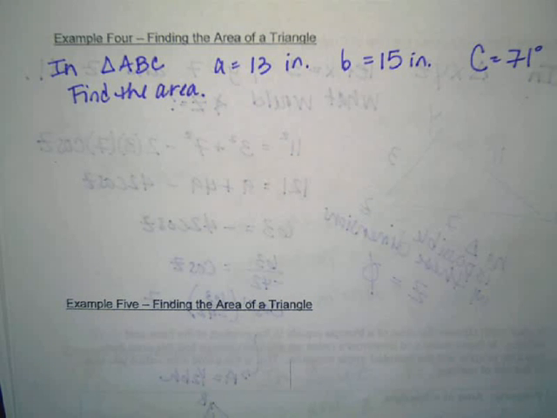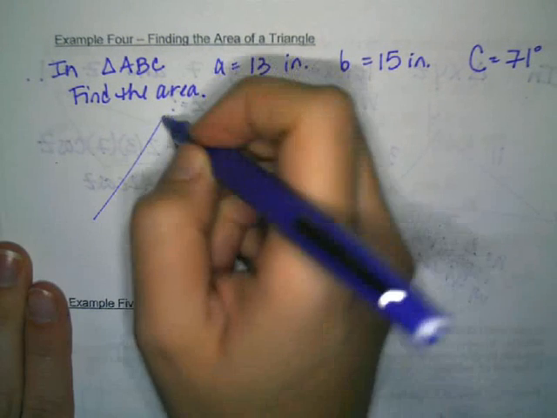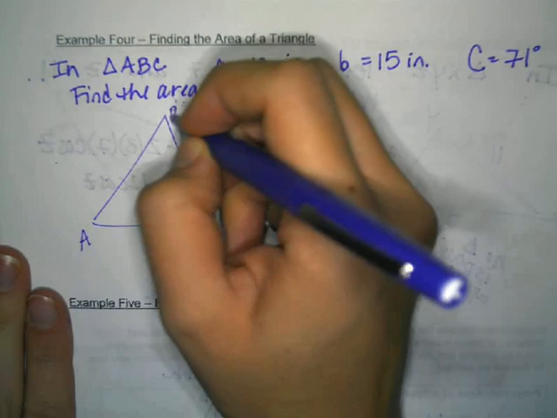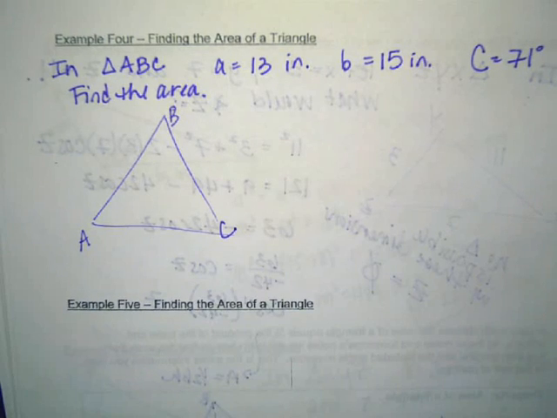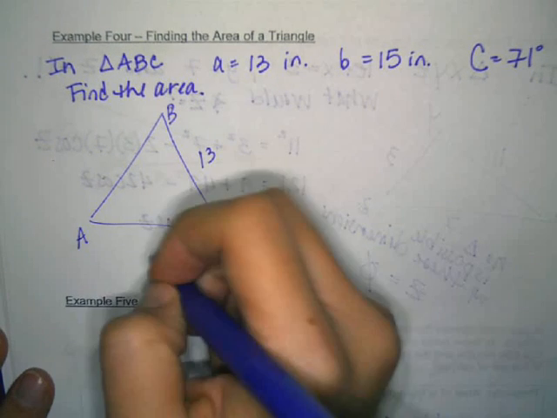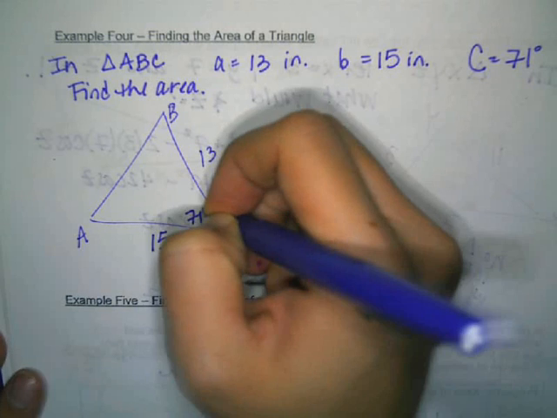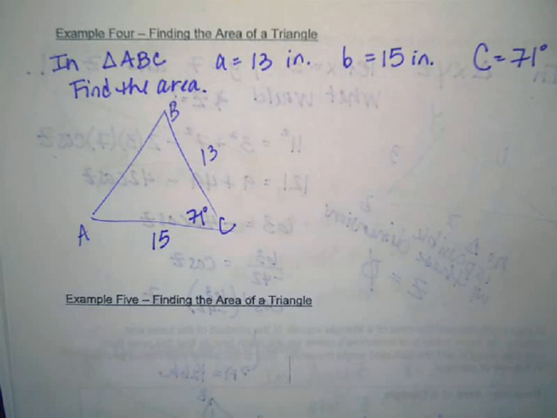Alright. You have triangle ABC. Actually, why don't you, on your own, draw the triangle and label the information. Again, I just always draw the same triangle shape, usually, to just label stuff. So we have 13, 15, 71 degrees. You can use that area formula as long as you have two sides of the triangle and the included angle. Going back to geometry, the included angle is the angle in between the two sides.